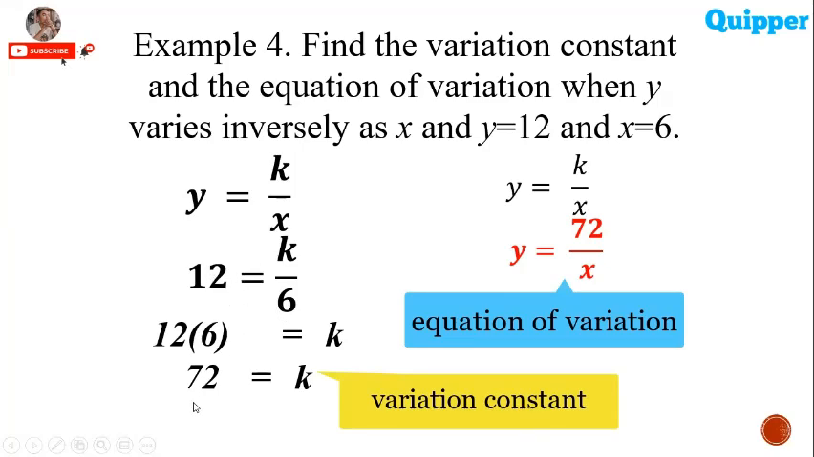12 times 6 is 72. That is now your variation constant or the value of k. Substitute 72 to the original equation, and you'll have y is equal to 72 over x as the equation of variation. That is how you solve for the variation constant and the equation of variation.